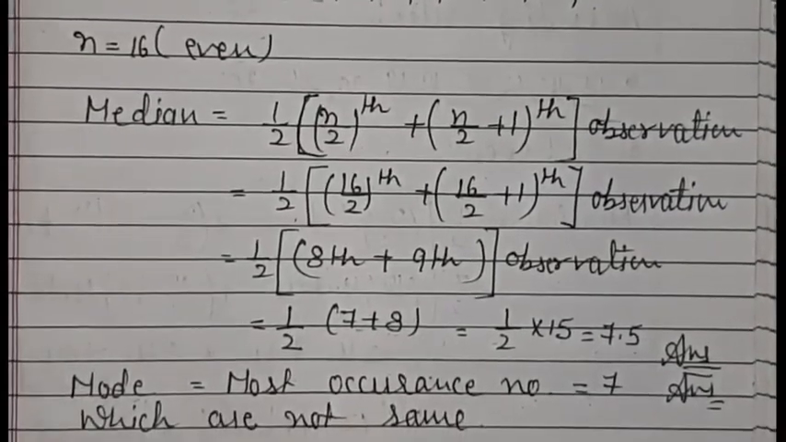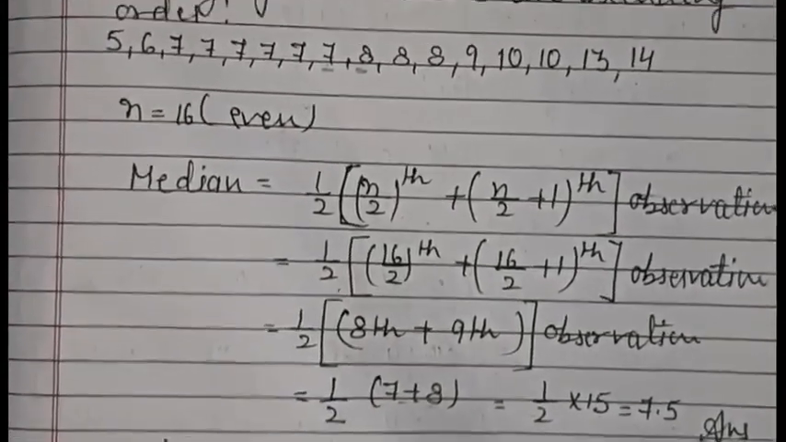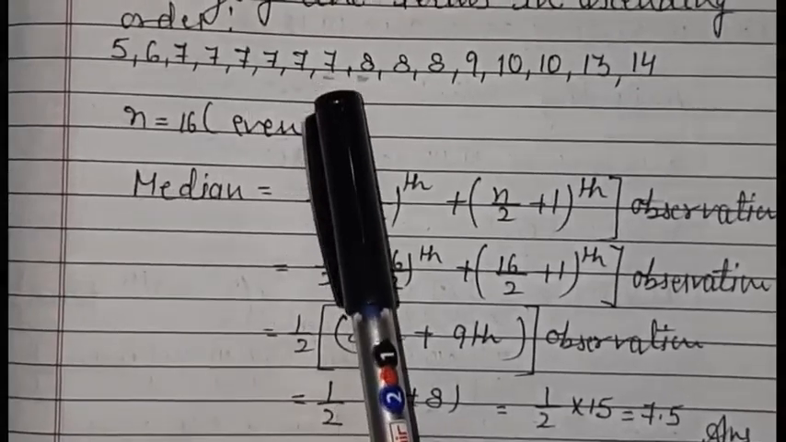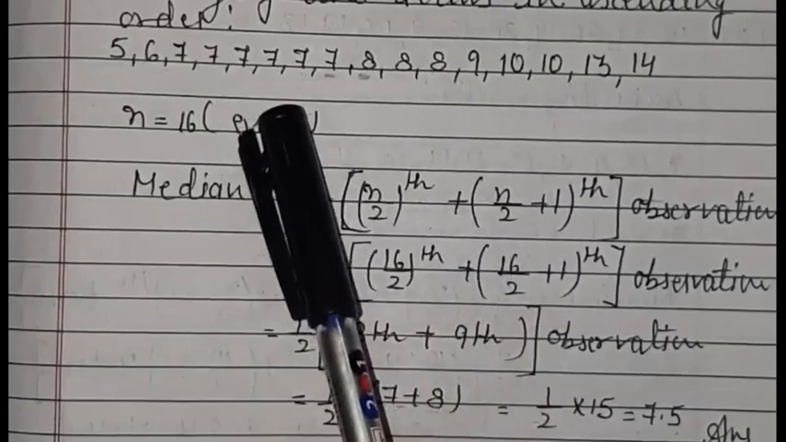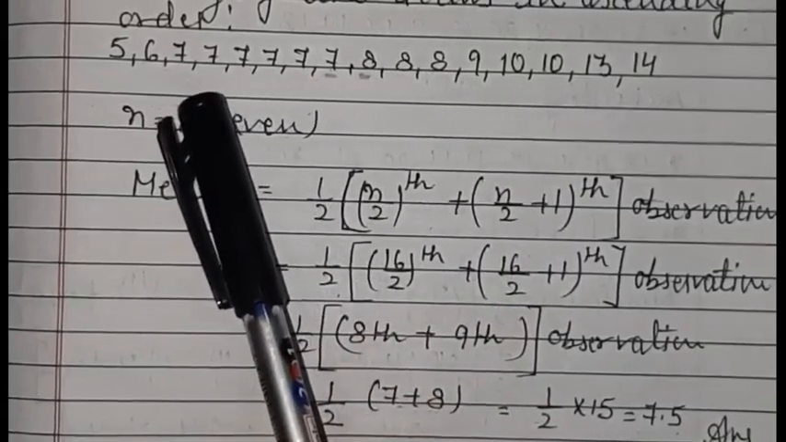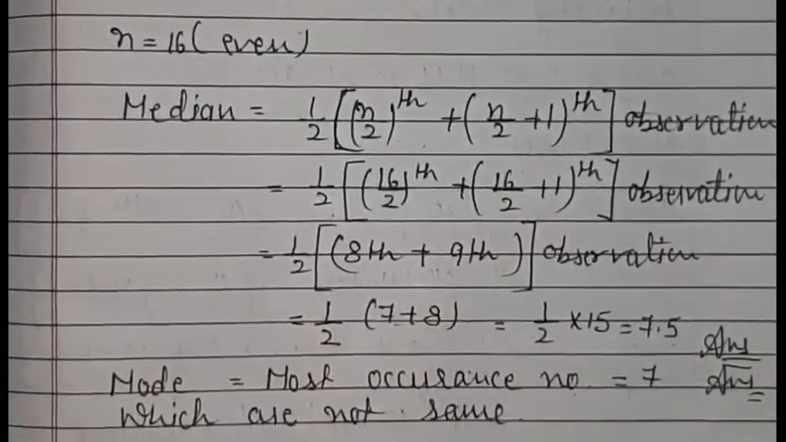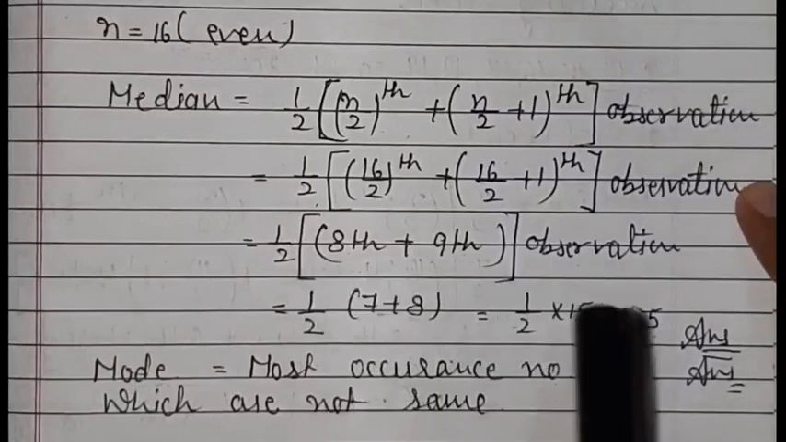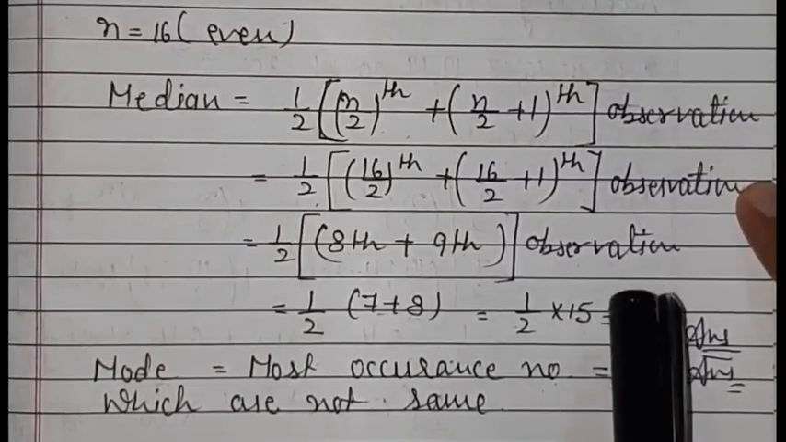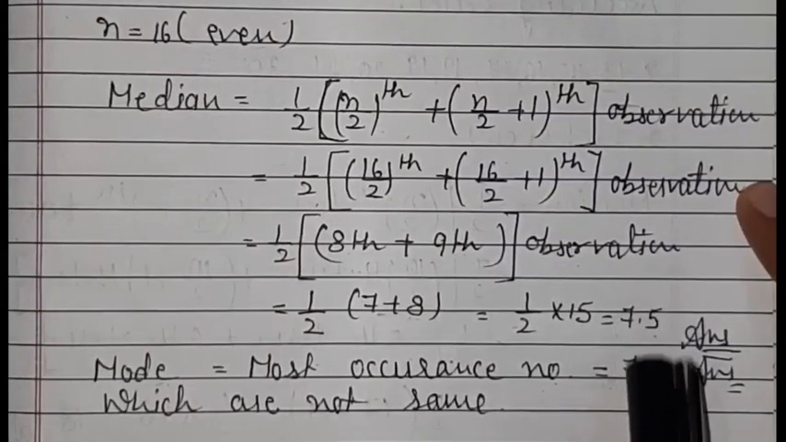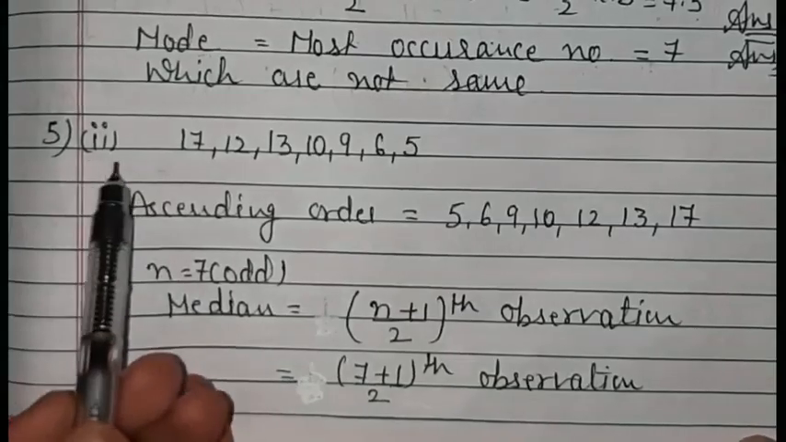Mode is the most occurring number. Now check from this array, which number is coming the most number of times? 7, right? 7 is coming 6 times here. So 7 is called the mode of this data. Now you can see here the median is coming 7.5 while the mode is coming 7. Are these two central tendencies the same? No. Right? Now come to fifth numerical, second part.